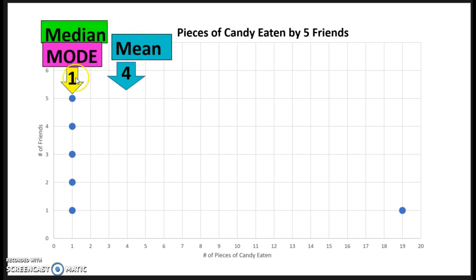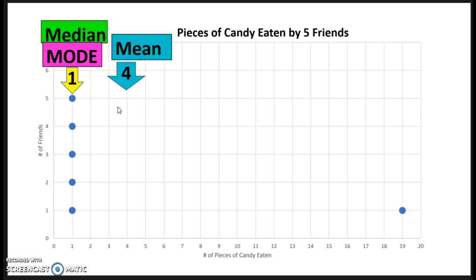The median and the mode were both 1 and the mean was 4. Which one of these values, there could be more than one, represent what was typical? What was the typical amount of candy eaten by the 5 friends? It wasn't typical that the students ate 4 pieces of candy, as the majority of them actually ate less than that, so I wouldn't say it was the mean here.